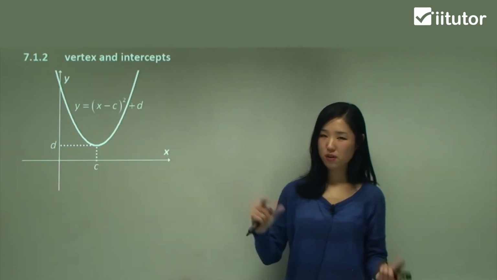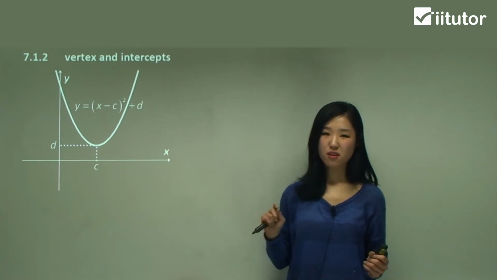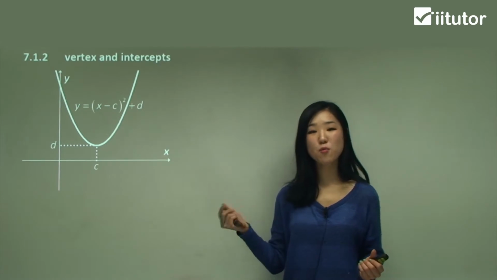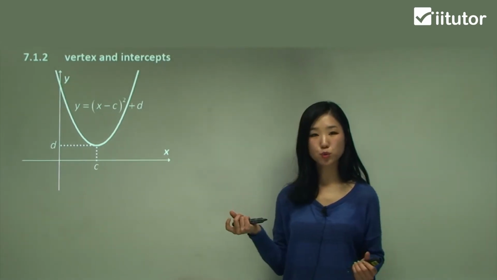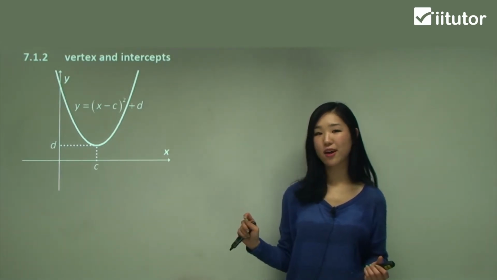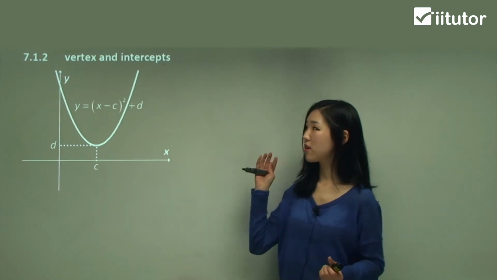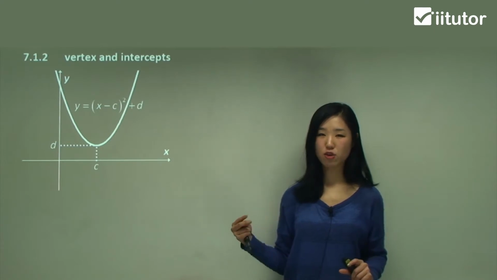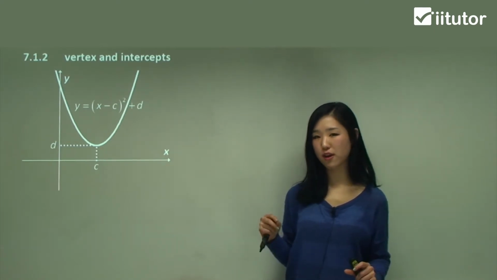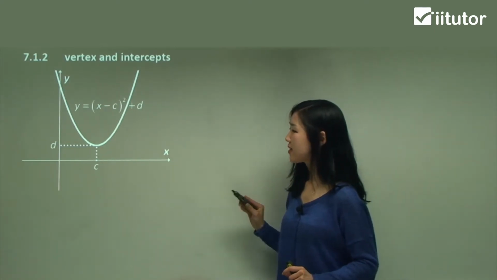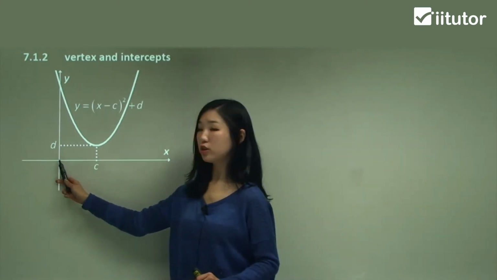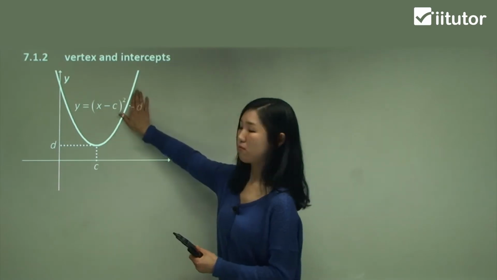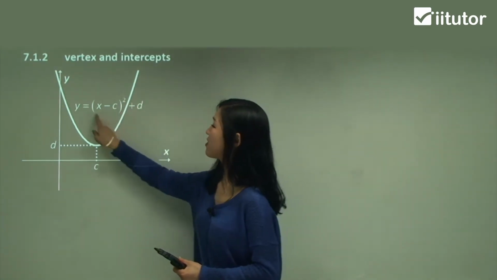Whereas previously we only considered the basic steps where it's going up, down, left or right, this time we're considering multiple transformations. So in that case the coordinates of the vertex and the intercepts will change, so it's not going to be that straightforward, so watch carefully. In this case we've shifted to the right by c units, but don't worry about that for a moment. Just have a look at this part.